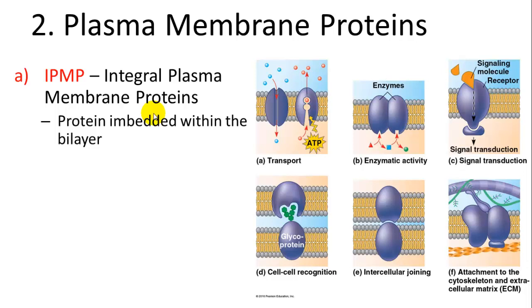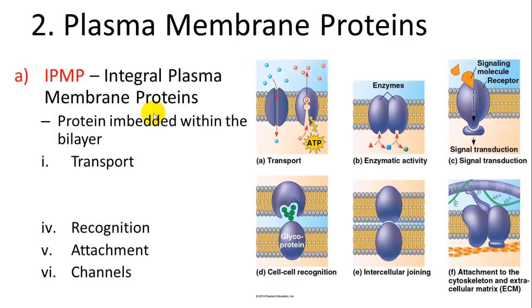Now, the proteins embedded within them have lots of different functions. I said they could be in, outside, or across. An integral plasma membrane protein is a protein that is embedded within the plasma membrane. They can be important for transport, channels, attachment, recognition, receptors, and enzymes. So they have lots of different functions, just like when we talked about the many different functions of proteins.